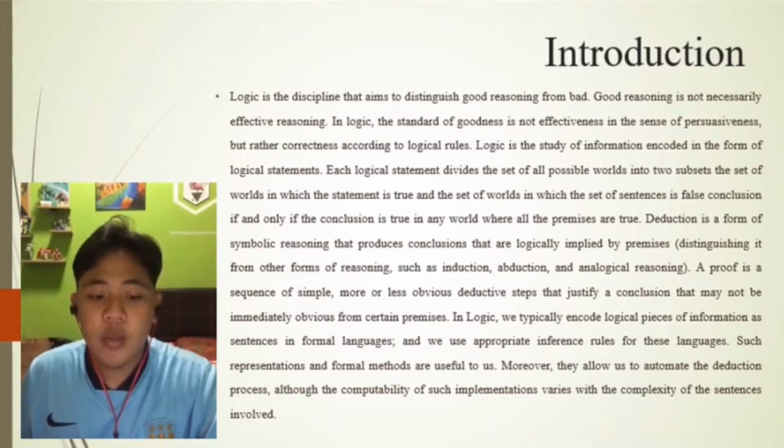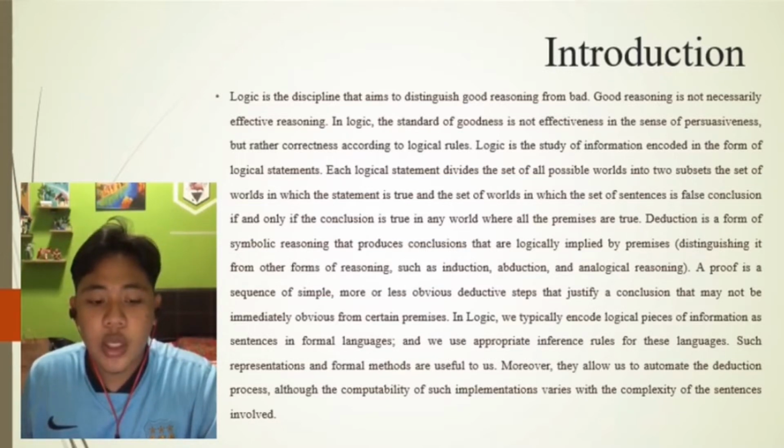Deduction is a form of symbolic reasoning that produces conclusions that are logically implied by premises, which distinguishes it from other forms of reasoning, such as induction, abduction, and analogical reasoning. A proof is a sequence of simple, more or less obvious, deductive steps that justify a conclusion that may not be immediately obvious from certain premises.